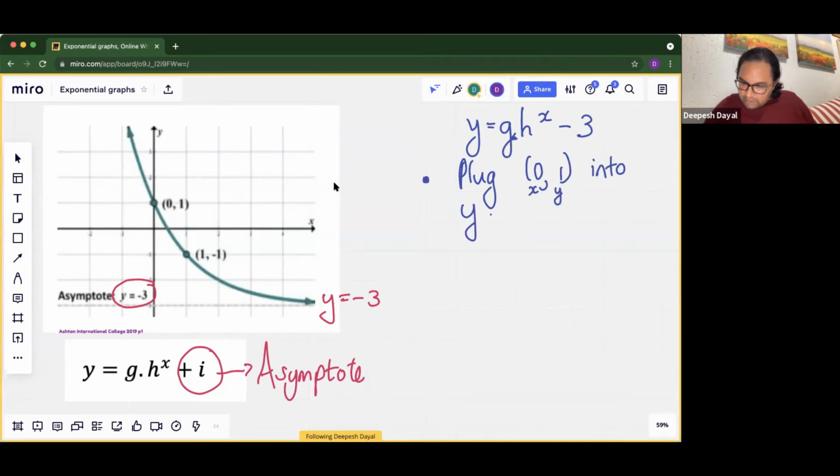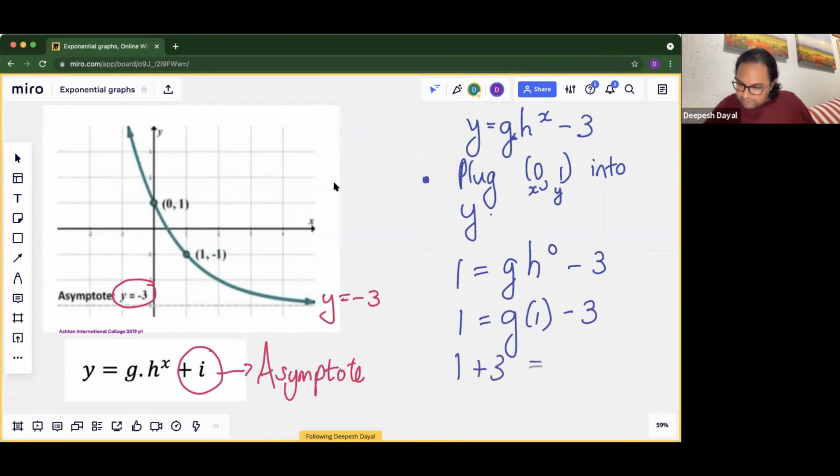So the Y is 1, so it's going to be 1 equals G H to the 0 minus 3. Now you see, because this is H to the 0, anything to the power 0 is 1. So we now get 1 plus 3 equals G. So G is 4. Can you see? If you would have plugged in 1 and minus 1, it wouldn't have worked because you would have been still left with G and H both being unknowns, right?